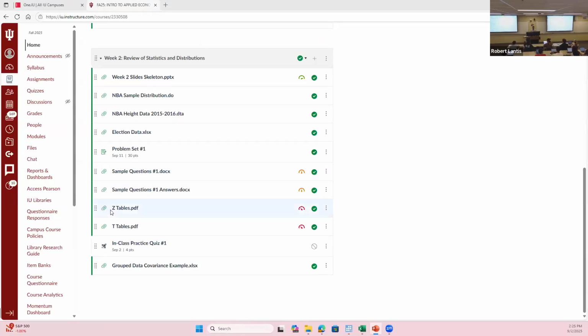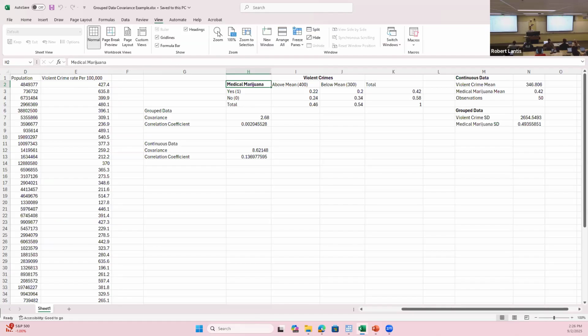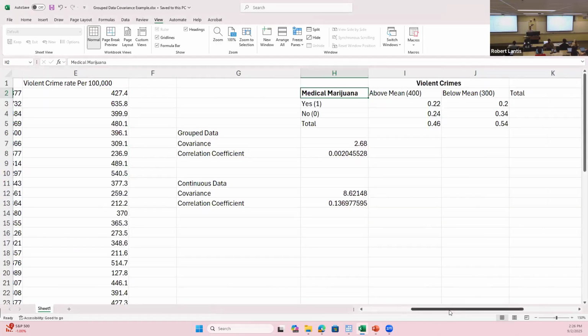Okay, so I've got this grouped data covariance example. And I had population of different cities and their violent crime rate, per 100,000 people. So we're already scaling this by people. Let me zoom in a little bit because this is kind of small. So I've got the data over here.